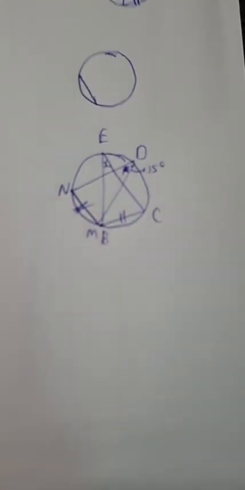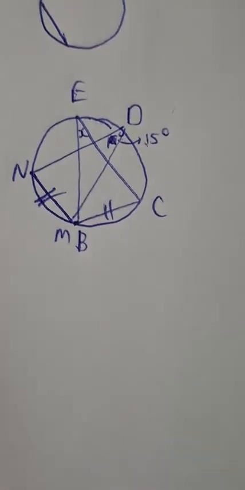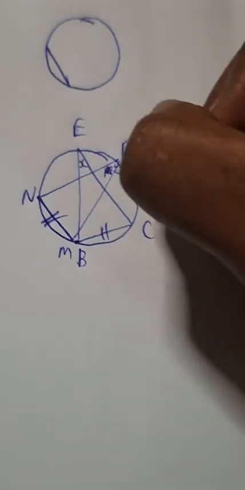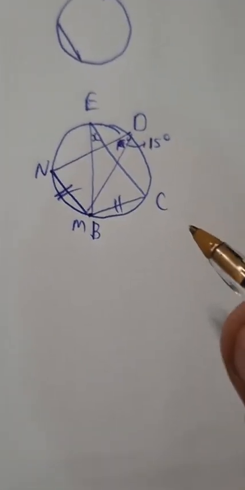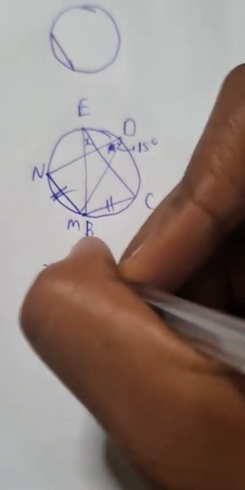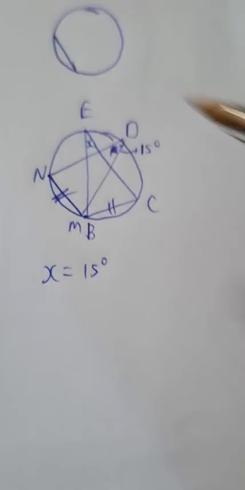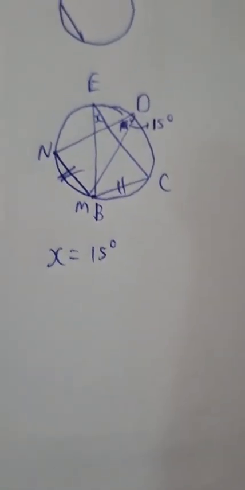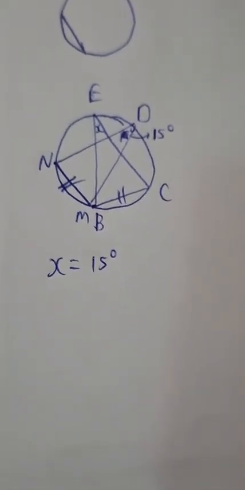It's 15, right? Sorry, people, maybe you think I said 50. It's 15 degrees. So X is equal to 15 degrees. Okay, why is it 15, guys?